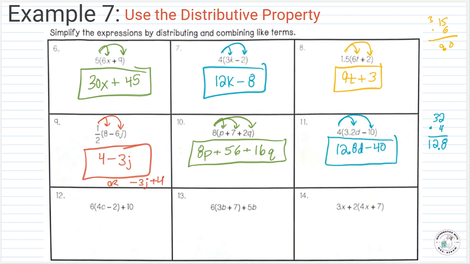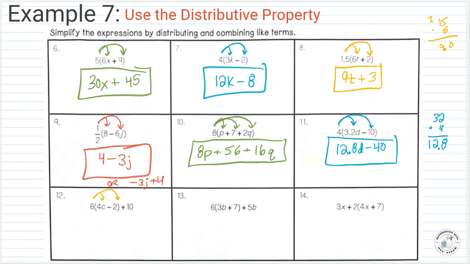All right, bottom left. So with this one, we're going to do 6 times 4c and then 6 times 2. Be careful not to over distribute because that 10 is on the outside of the parentheses. So the 6 does not get multiplied to 10. That's just going to be hanging out on the end until we can combine it with possibly a like term, or it just hangs out there if there's nothing it can combine with.